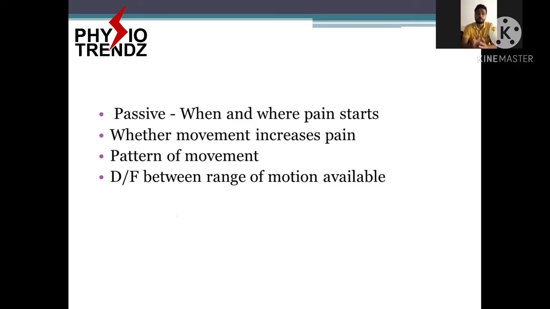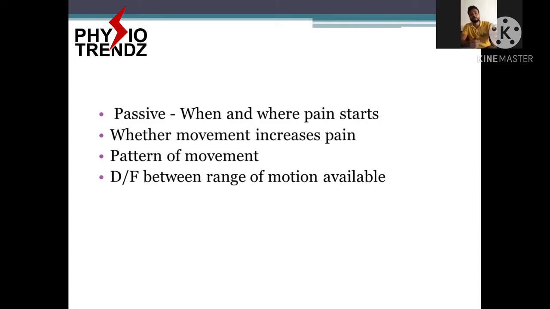Again, the same thing: whether the movement increases the pain and what the pattern of movement is. This is taken to differentiate between the range of motion available in active and passive range. I'll give you one small example. Whenever there is a problem in the active range of motion of the patient, most of the time the affected areas will be muscles and soft tissues. And whenever the capsule and other structures around the joint are affected, there will be problems in the passive range of motion. Like in a frozen shoulder patient, we ask them to perform active range of motion.